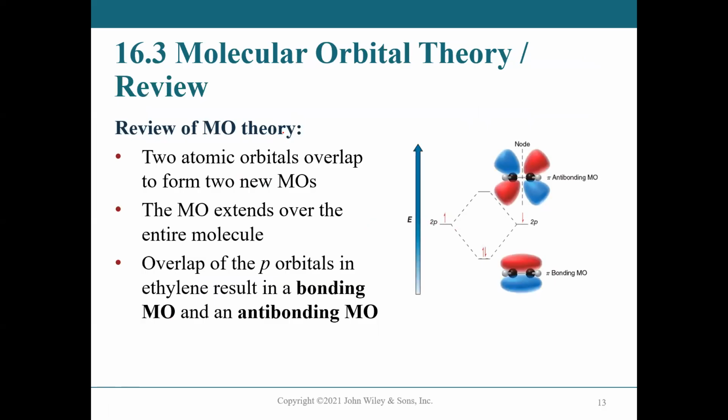It says review of molecular orbital theory. 2 atomic orbitals overlap to form 2 molecular orbitals, and you get bonding and anti-bonding. So the molecular orbitals extend over the entire molecule. Overlap of the p orbitals in ethylene results in a bonding molecular orbital. So ethylene is this, remember? There are too many lines.